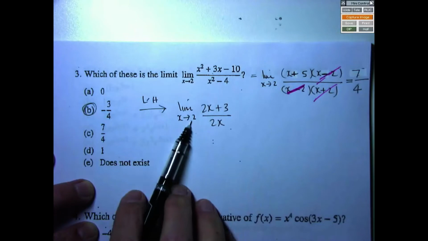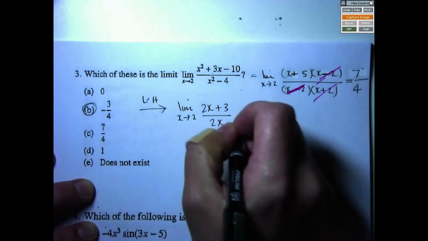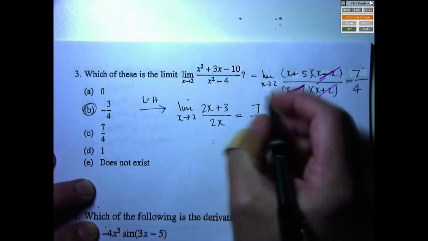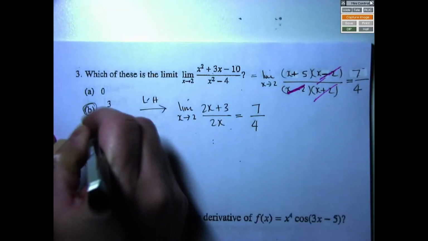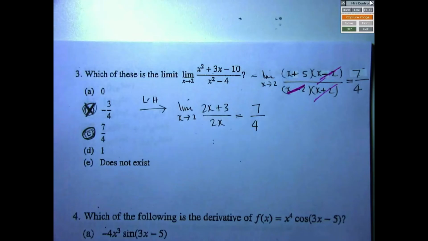All right, so down here, if I plug 2 in, 2 times 2 is 4, plus 3 is equal to 7. Plug 2 in down here, 2 times 2 is equal to 4. Yes, your answer is 7/4, not B. Sorry about that error.